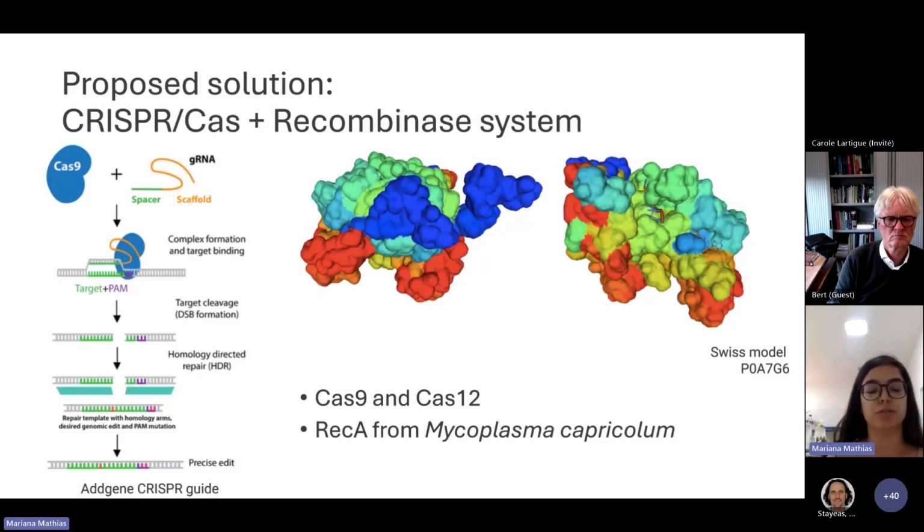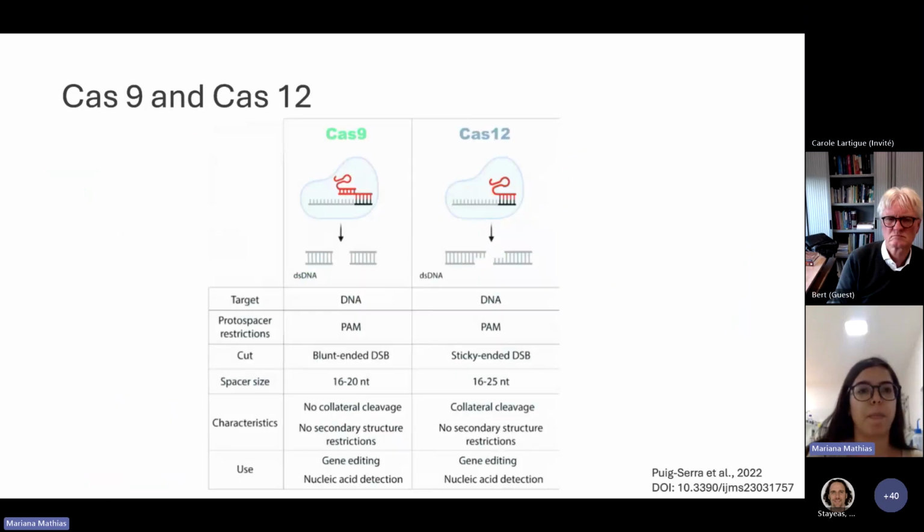So we are trying to use Cas9 and Cas12 that have some differences that I'll show later, and RecA from the same family, which is Mycoplasma. So our idea is to combine both of them so we can edit and insert mutations with it.